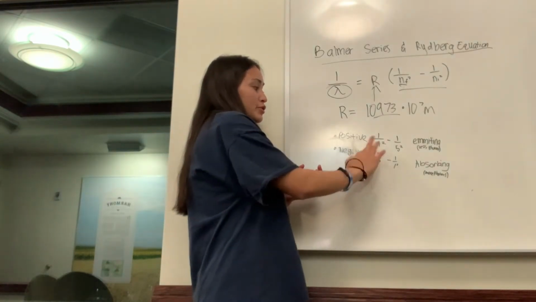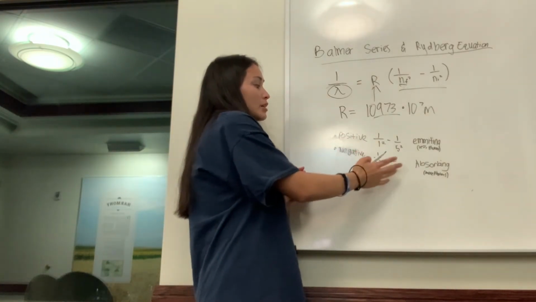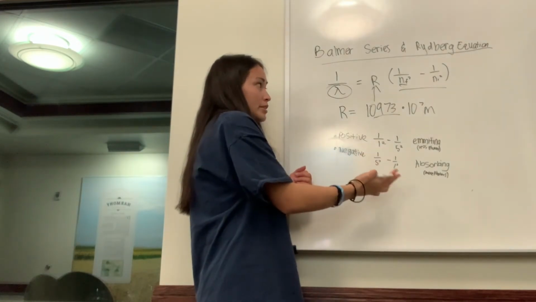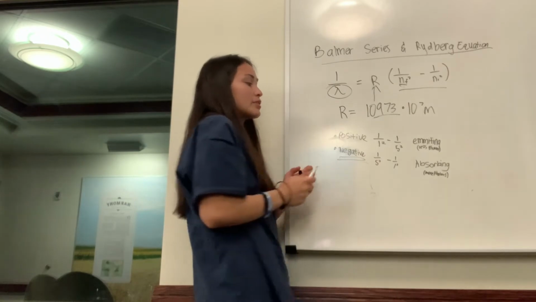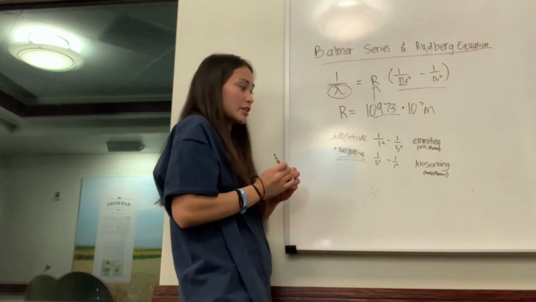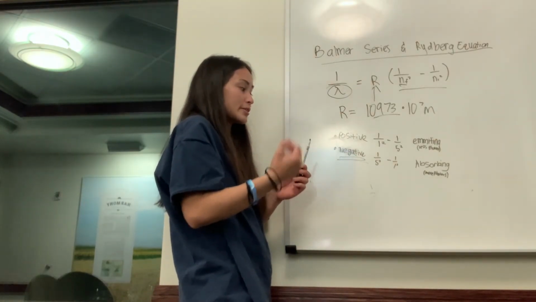Likewise, if we were to switch that and go from n equals 1 to n equals 5, then we would get a negative number. And so that means that we are absorbing photons and we're getting more photons.